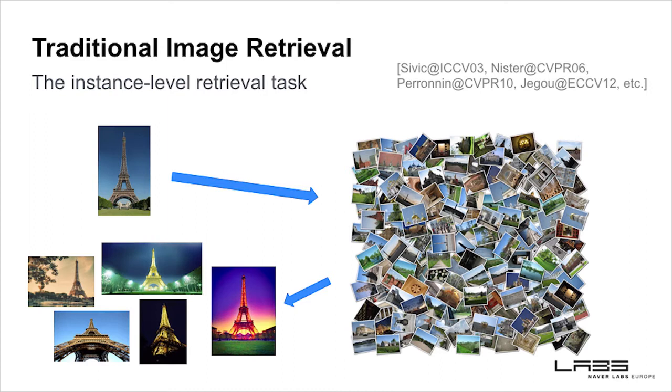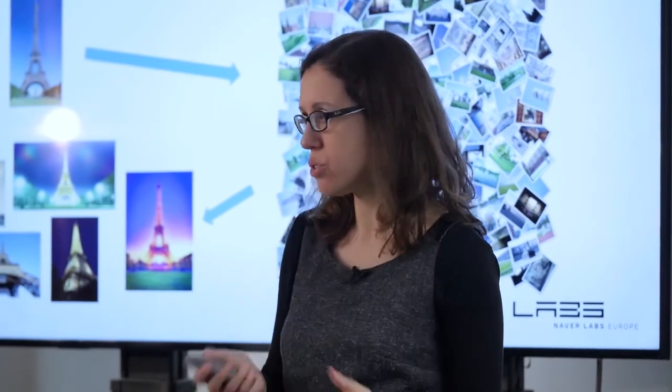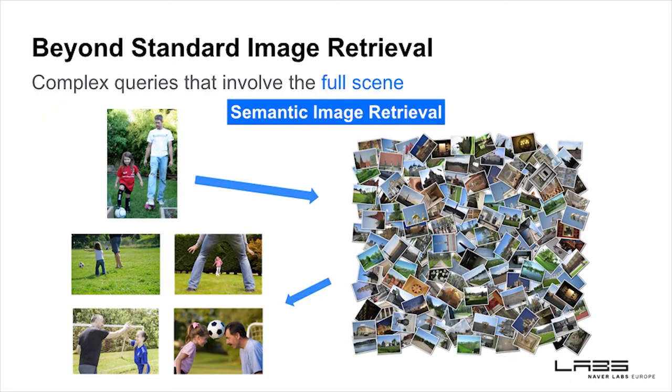I mentioned traditional image retrieval, and most of the time when people target image retrieval, they look at the instance level retrieval task. So you give an image that contains, in general, one object. You're interested in that object, and you want to retrieve the same object. Possibly very different conditions, but still the exact same object. But now, what if you query your system with such an image? So we have a complex query with many things happening.